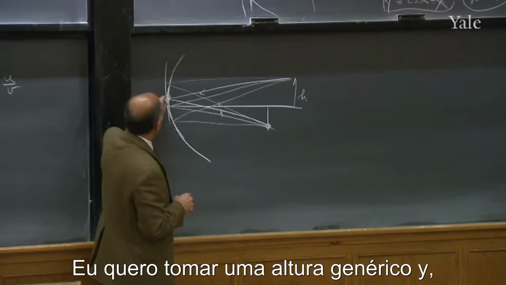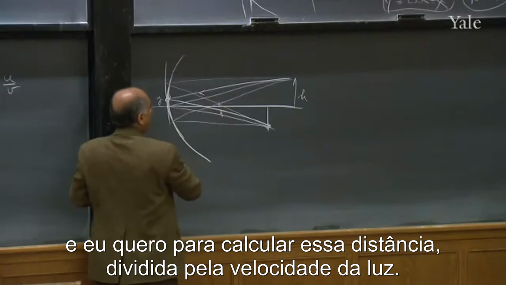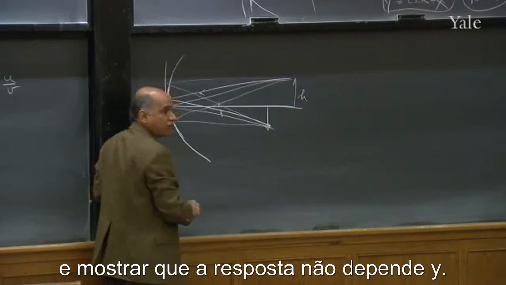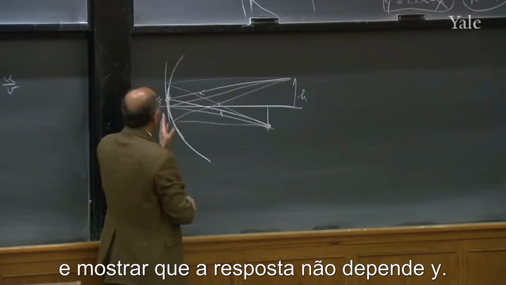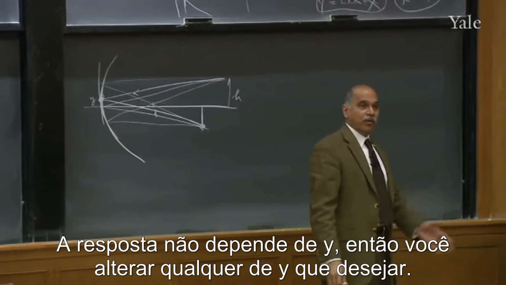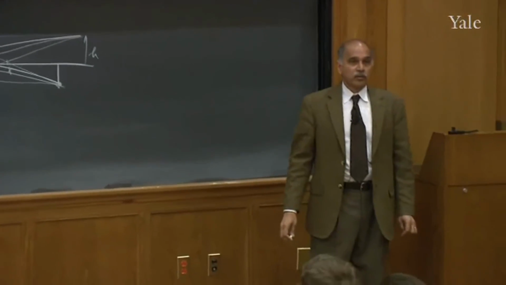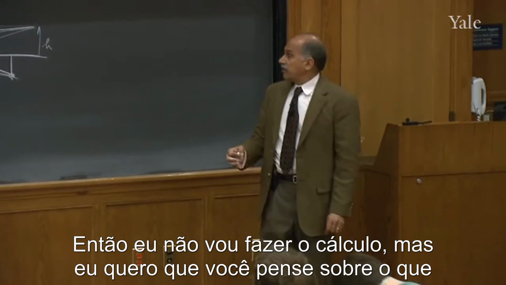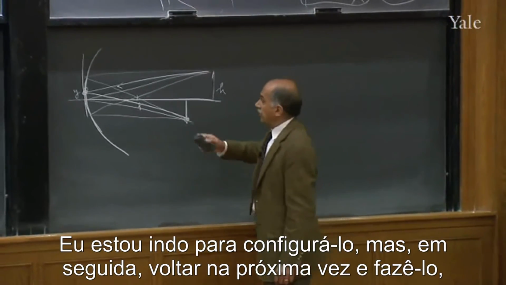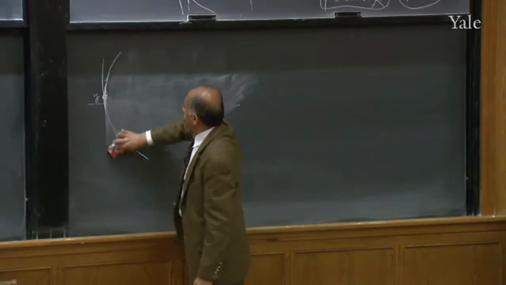I want to take a generic height y, and I want to calculate that distance divided by velocity of light, or just take that distance plus that distance, and show that the answer does not depend on y. The answer does not depend on y. Then you vary any y you like, then you will get the same time. So I'm not going to do the calculation, but I want you to think about what it is you want to calculate. I'm going to set it up, but then come back next time and do it, because it takes some time. So here's what we want.